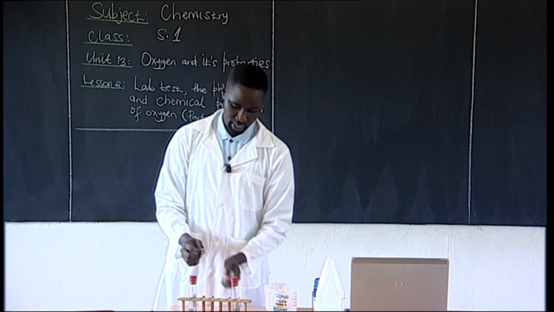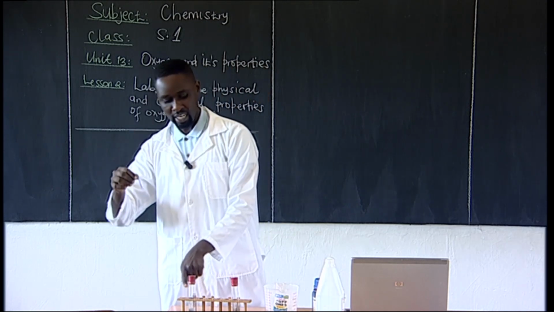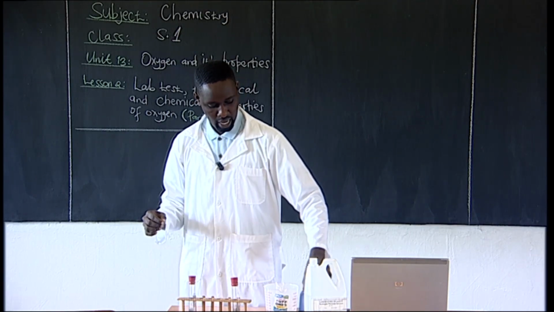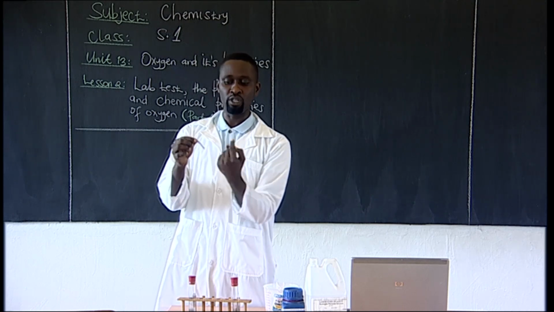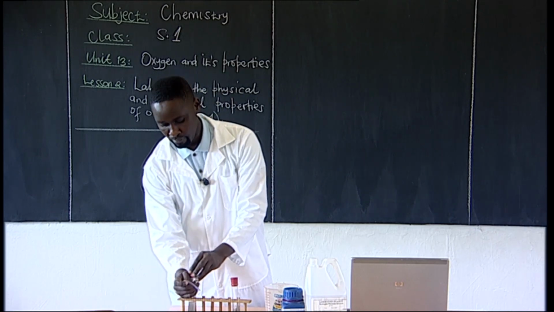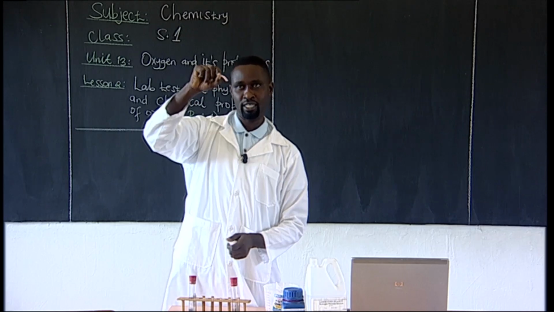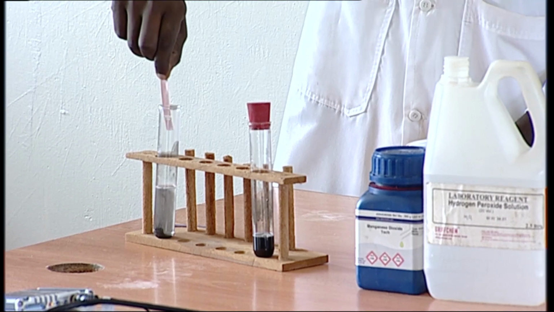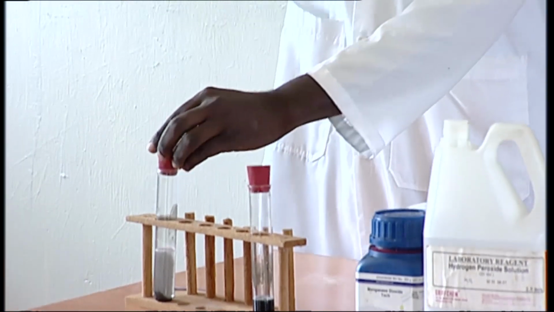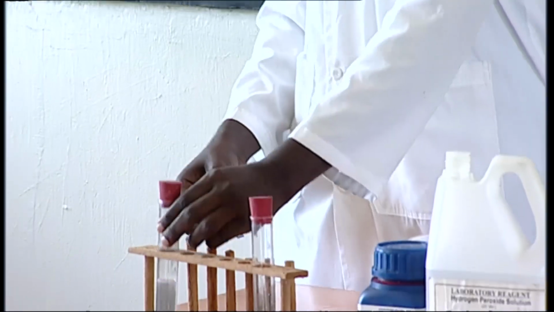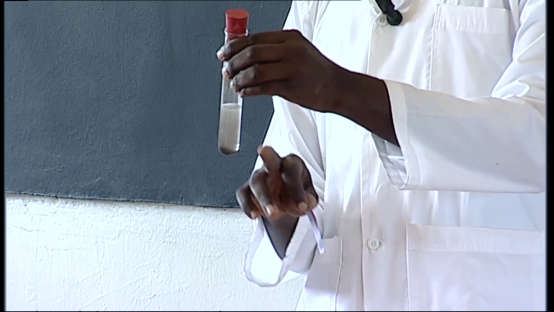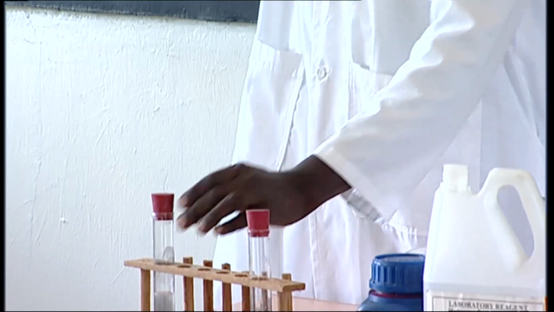The next step is to see how the gas that has been produced from hydrogen peroxide and the manganese dioxide will have any effect on the litmus paper. Are you noticing any change? No change happening. Now we are using our moistened red indicator paper. Still, no change. So the gas that has been produced, which we are anticipating to be oxygen, has no effect on the litmus papers.